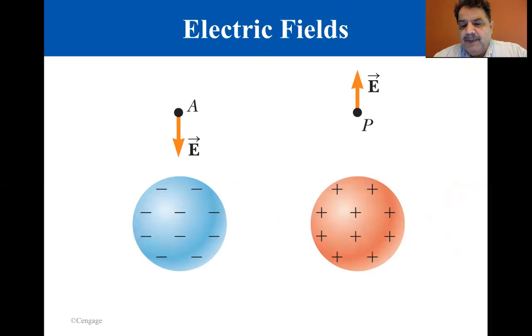Okay, when we use a positive test charge, the electric field always has the same direction as the electric force on the test charge. The electric field at point A in the figure on the left is vertical and downward, because at that point a positive test charge would be attracted toward the negatively charged sphere. The figure on the right shows the field due to a positively charged sphere.